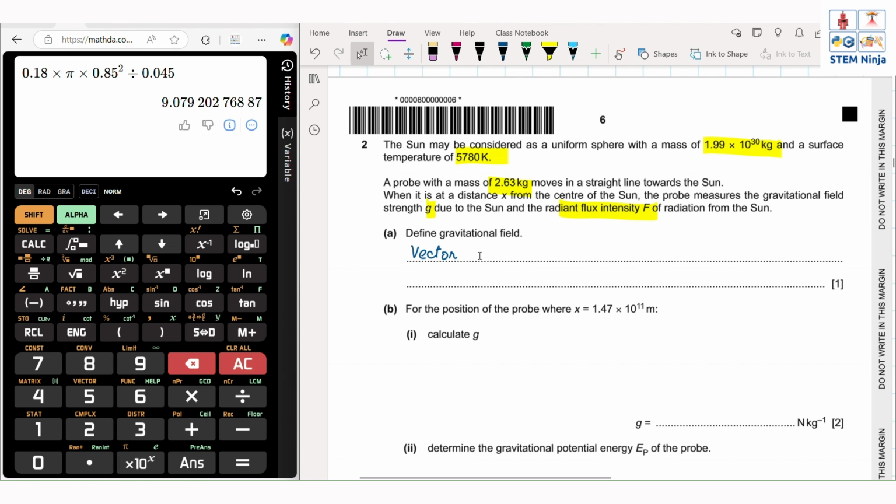Vector quantity that represents gravitational force per unit mass at any point in space.